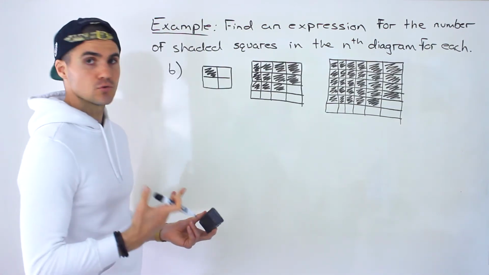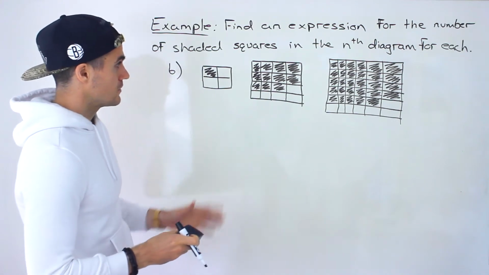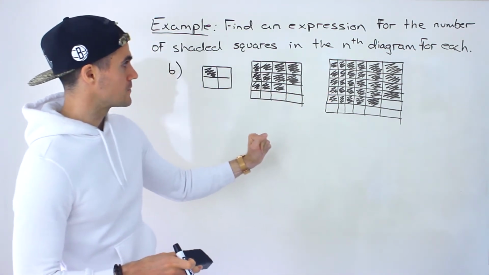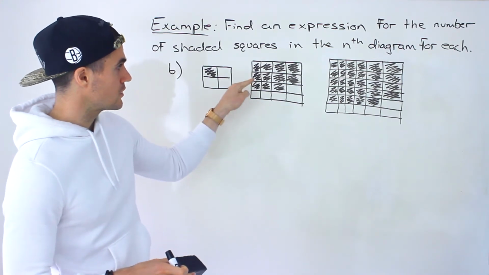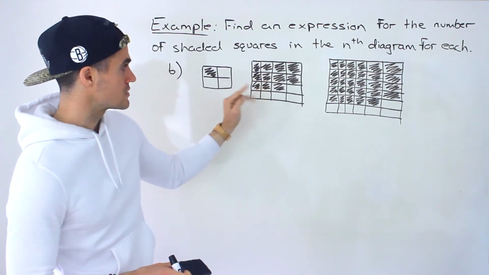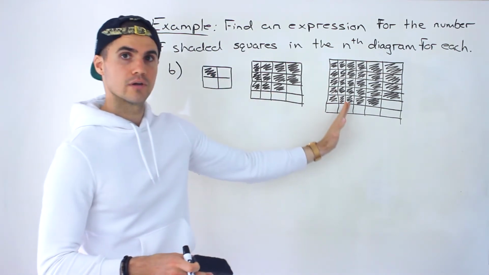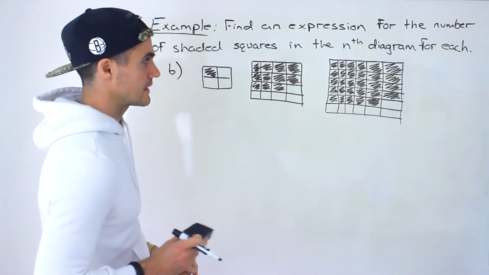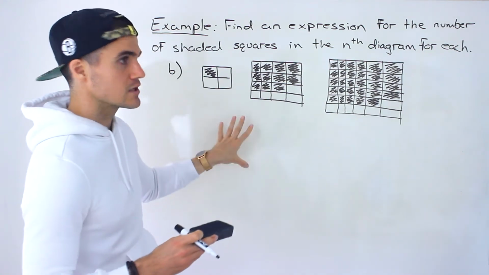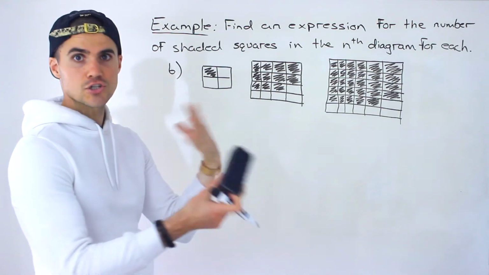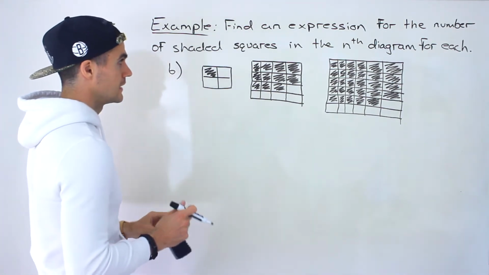Now moving on to part B. Notice that we got 3 diagrams here. We have to create an expression for the number of shaded squares in the nth diagram. So n is 1 here, n is 2, n is 3. We're going to create that same expression for the number of shaded squares. We're going to let S be equal to some kind of relation in terms of n.